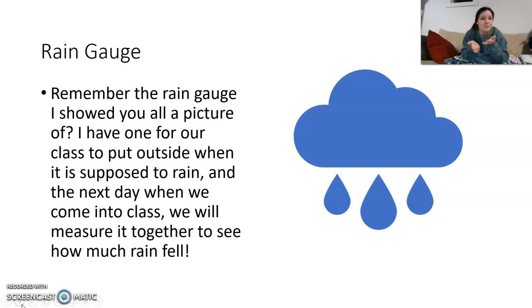Rain gauge. Okay, so you guys remember the rain gauge that I talked about? Where you put it outside whenever you think it's going to rain, and you see how much rain falls. I have bought one for our class, and whenever we look at the weather, we're going to look at the forecast a day ahead of time. So towards the end of class, if we think it's going to rain the next day, then we're going to put it outside. And then the next day after, or whenever it quits raining, I'll bring it in, and we can measure it and see together how much rain actually fell within that period of time that we had it outside.